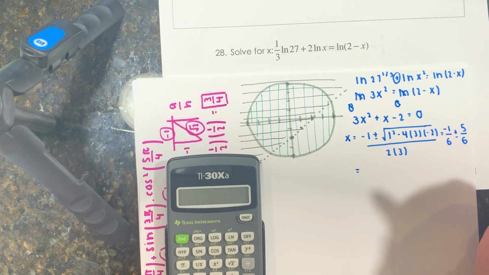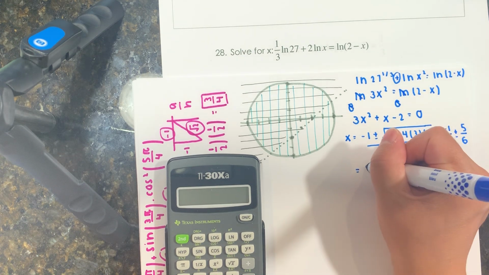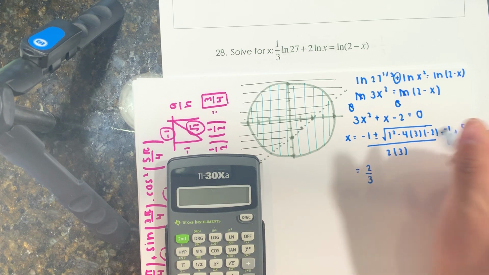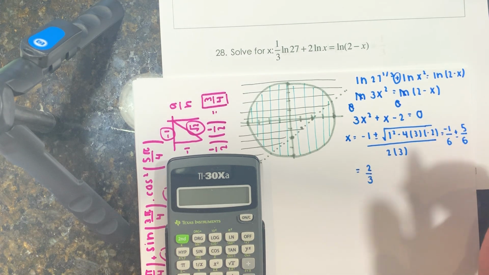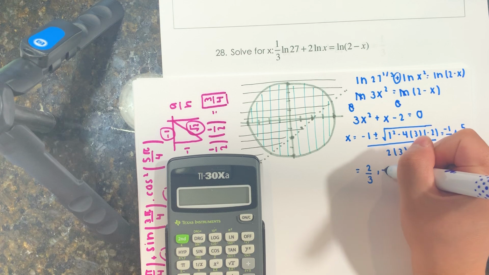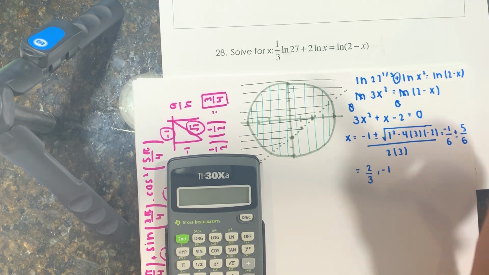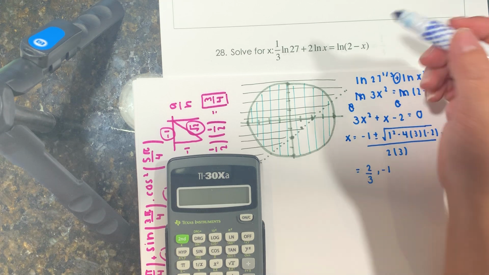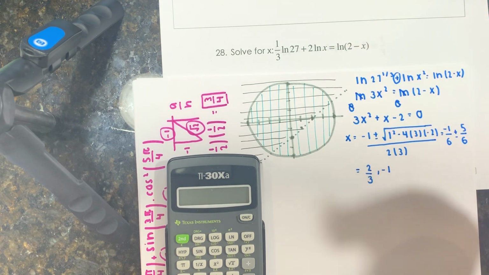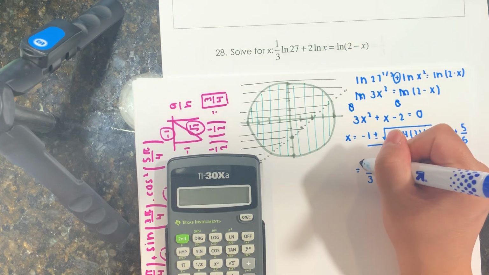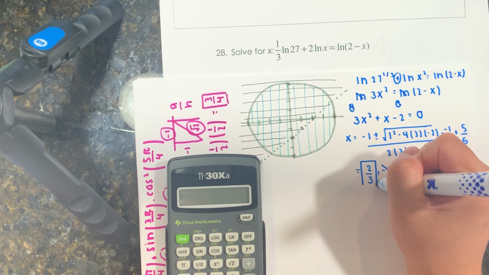Negative 1 plus 5 would be 4, so 4 over 6 is 2/3. And then negative 1 minus 5 would be negative 6 over 6, which would be negative 1. But if you go back to the original problem, you can never take the log of a negative number, so it cannot be ln of negative 1. So therefore, your only answer is going to be 2/3.